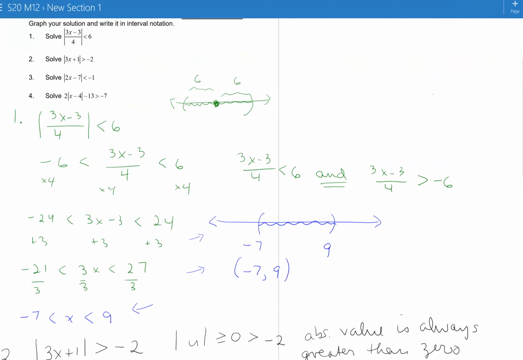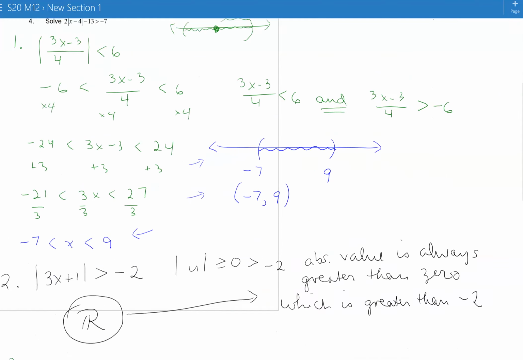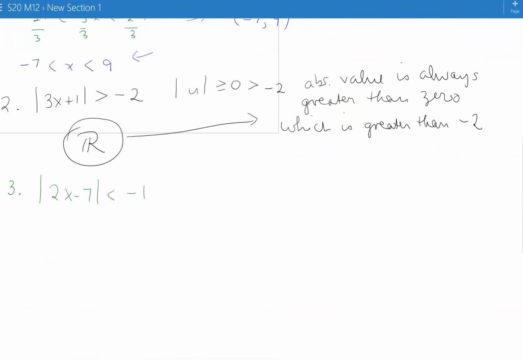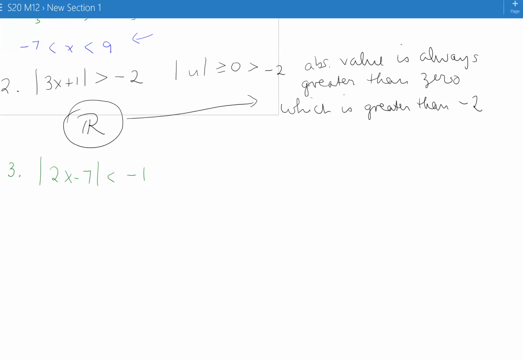Okay, so then number 3 was absolute value of 2x minus 7 is less than negative 1. So we want to know, when is the absolute value of something smaller than negative 1? Well, that's never going to happen, right? There's no solution for this, because absolute value is always greater than or equal to 0, so never smaller than negative 1.